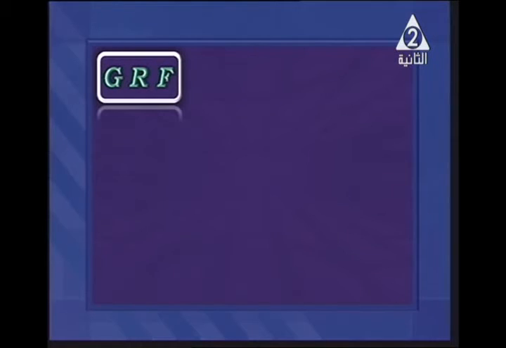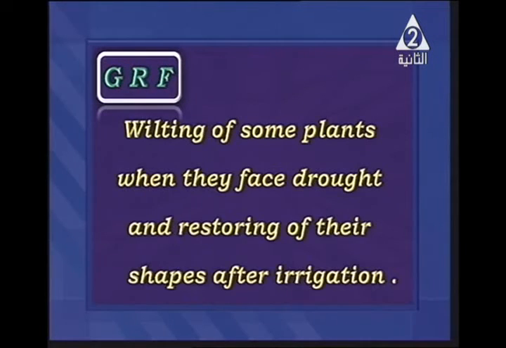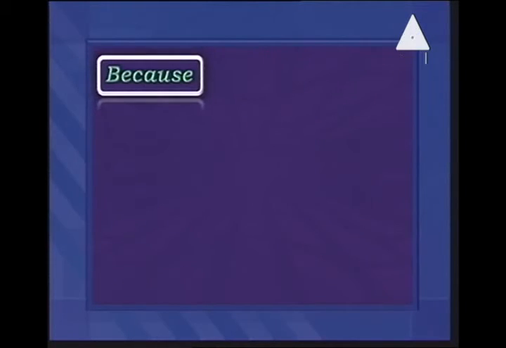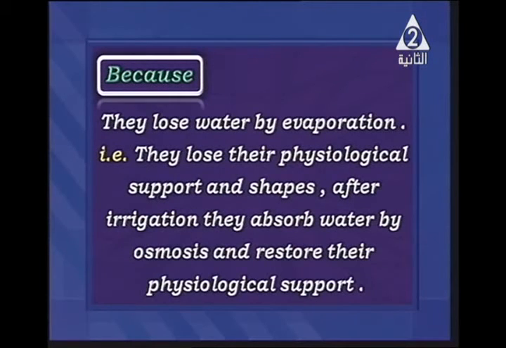We have here an important question: give a reason for the wilting of some plants when they face drought and the restoring of their shapes after irrigation, after getting water. Just think. Yes, excellent, they lose water by evaporation, which means what? They lose their physiological support and shape. After irrigation, after getting a certain amount of water, after absorbing water by osmosis pressure, they restore their physiological support.